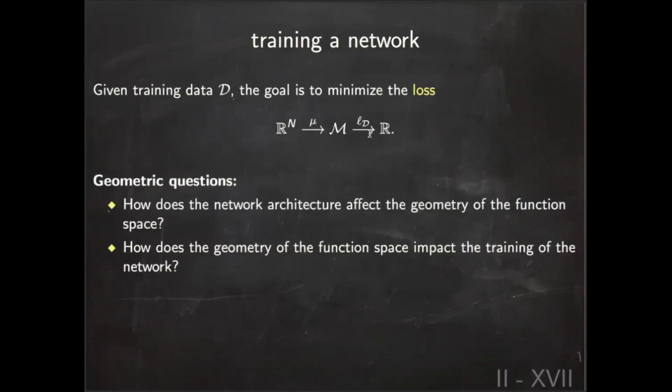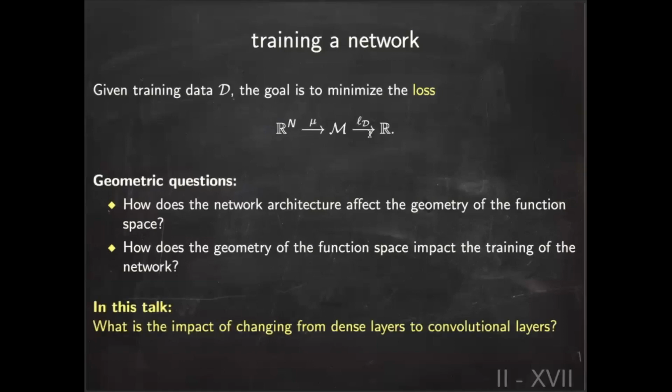Good. I am a geometer, and I like to ask geometric questions. For instance, if I play around with the architecture of a network, how does that change the geometry of this function space? And what does this geometry have to do with this optimization problem? How are these things related with each other? In this talk specifically, I'm focusing on this question. Imagine I have my favorite ReLU activation function, and I once have a network which is fully connected, dense, with all the edges, and I once have a network where all the layers are convolutional. What exactly is the impact of changing my layers from standard layers to convolutional layers?